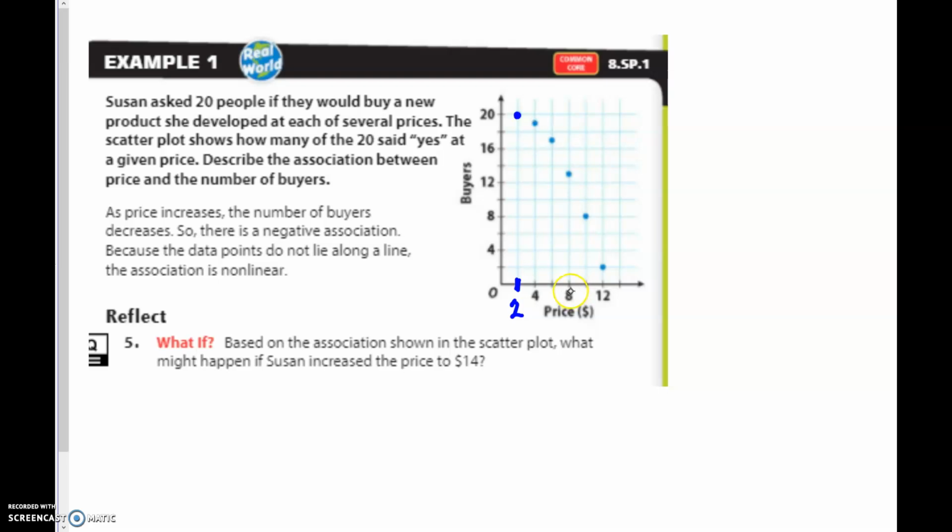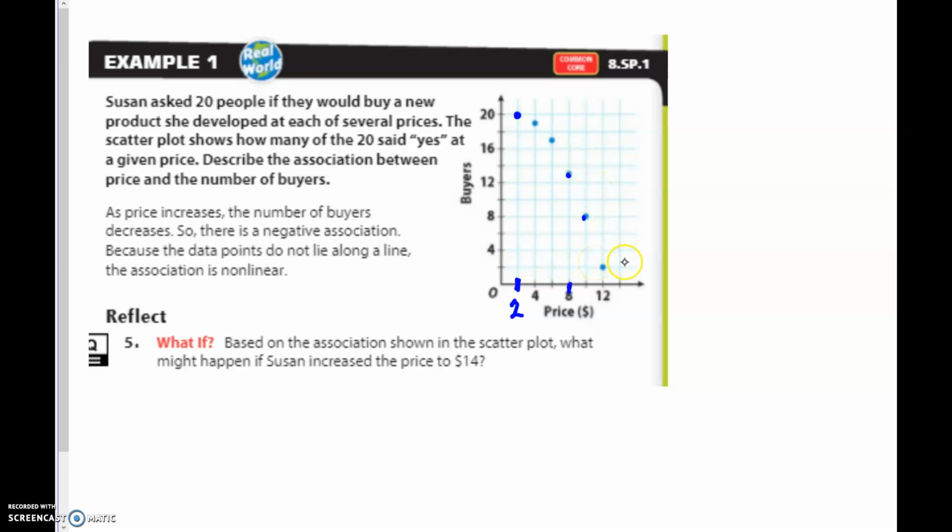And look, the more she charges, so now she's here at $8. Now only 13 people said that they would buy it. Okay, and if she's going to charge, what's this, $10 in between here, if she's going to charge 10, now only 8 people said they would buy it. If she's going to charge $12, only 2 people said they would buy it.